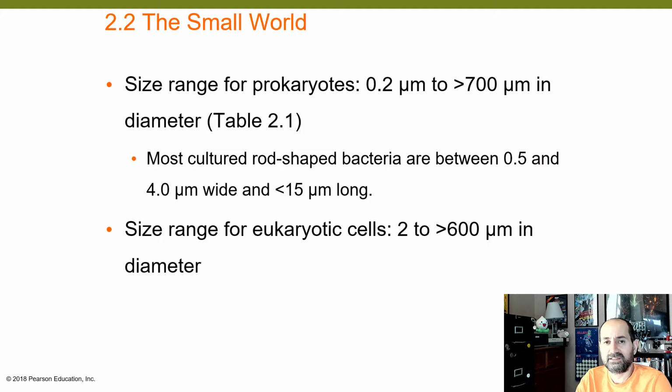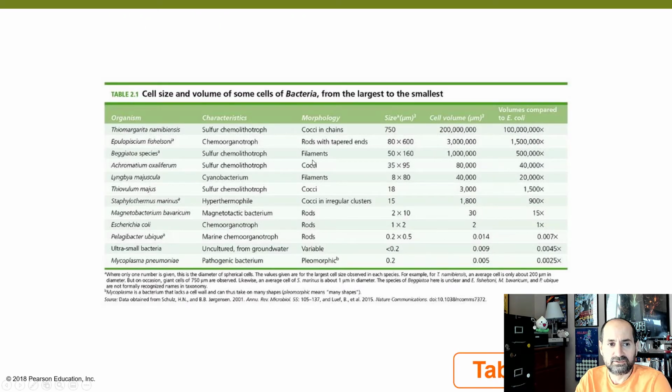And this is why in the laboratory, when you look under the light microscope, those cells are so small. Even at 1000x magnification with oil, those cells are very small. And here on this table, you can see clearly the different bacterium and their associated sizes as well.